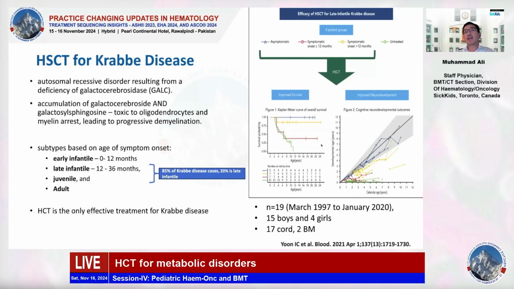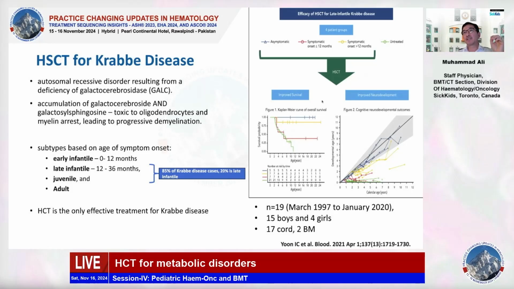So in this paper, the outcome of late infantile Krabbe disease was described. The transplanted patients were divided into 3 groups: those transplanted asymptomatic, those symptomatic with age less than 12 months, and those symptomatic with age more than 12 months, and then there was a comparison group of patients who were not treated with transplant. Patients who received transplant when they were not symptomatic had the best outcome. All of them survived, and their neurocognitive outcome was very good, almost as good as normal children.